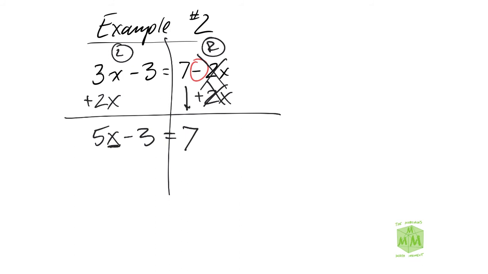Now I need to get x by itself. In order to do that, I move the constant. I do that by eliminating it. I get rid of it over here. How do I get rid of -3? I add 3. But if I do it to the left, I have to do it also to the right, okay?